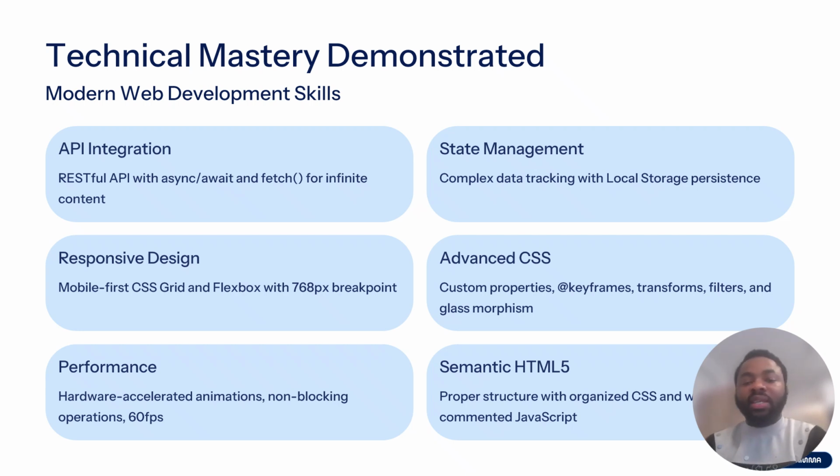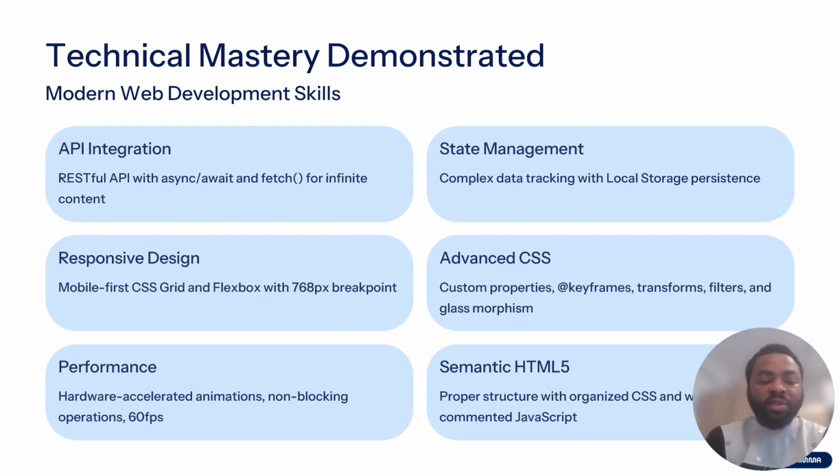The next is state management. State management talks about complex data tracking with local storage persistence because you have streaks, you have a count for views, and also the number of times you view a particular app. So the number of times you share, it always gives you that daily tracking. So it means that you're able to manage how many times you visited that particular web page.